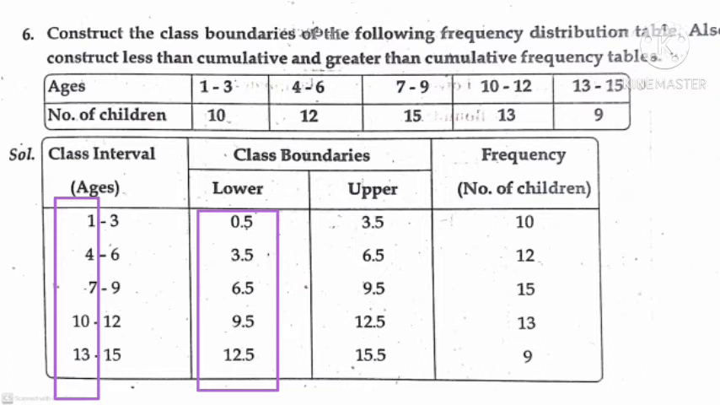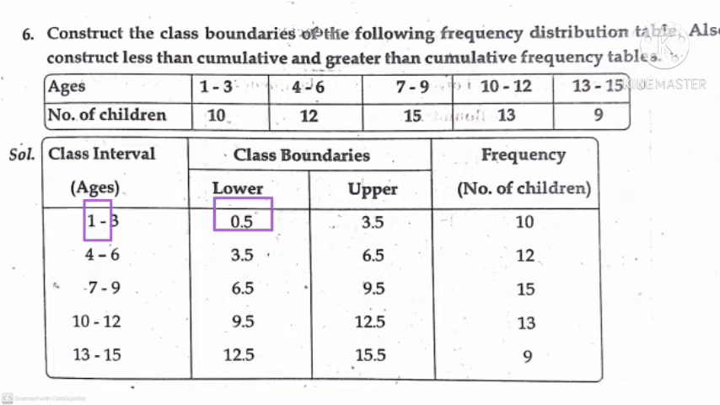How can we get them? We know that we subtract 0.5 from every lower limit of the class interval, and we get the lower boundaries. So 0.5 subtracted from 1, we get 0.5. Next, 0.5 subtracted from 4, we get 3.5. 0.5 subtracted from 7, we get 6.5. 0.5 subtracted from 10, we get 9.5. 0.5 subtracted from 13, we get 12.5.